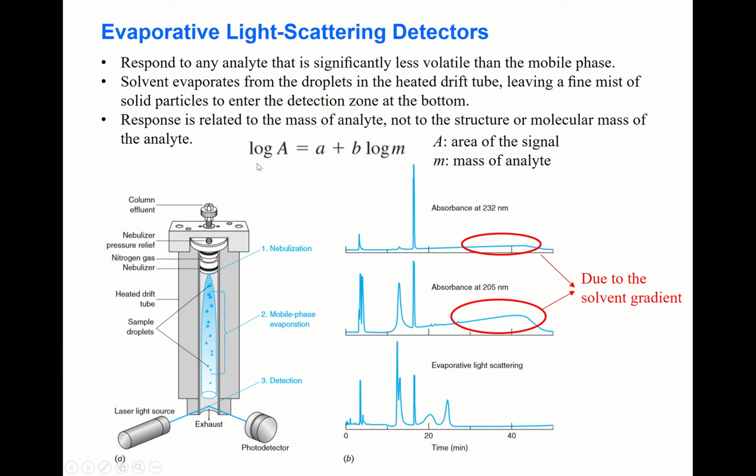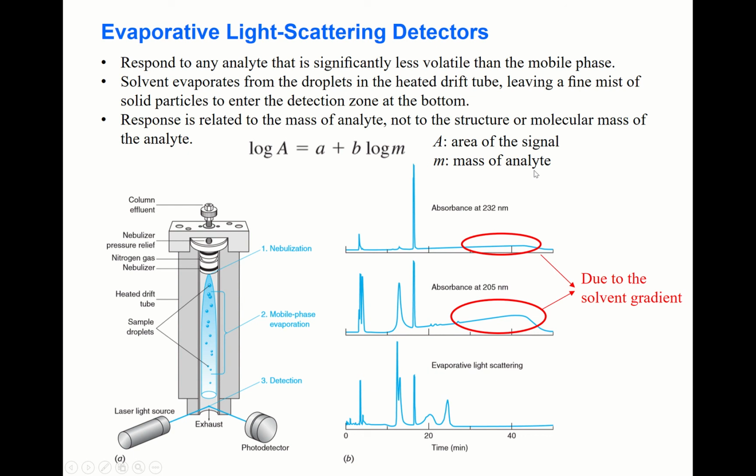So I think this is the empirical equation for these detectors. Log A is the area of the signal here. You see, log of the area of the signal equals a plus b times log m, where a is a constant, b is a coefficient, and m is the mass of an analyte.